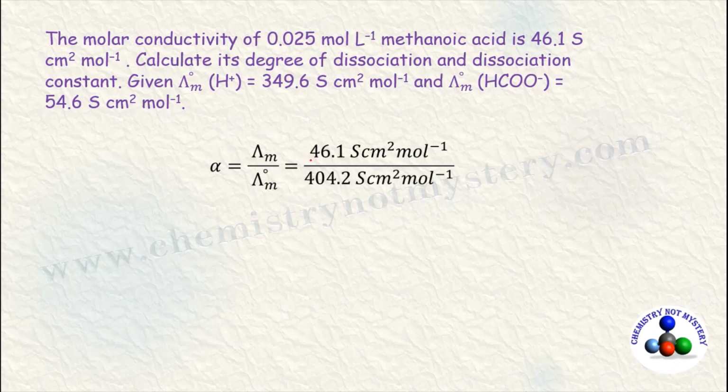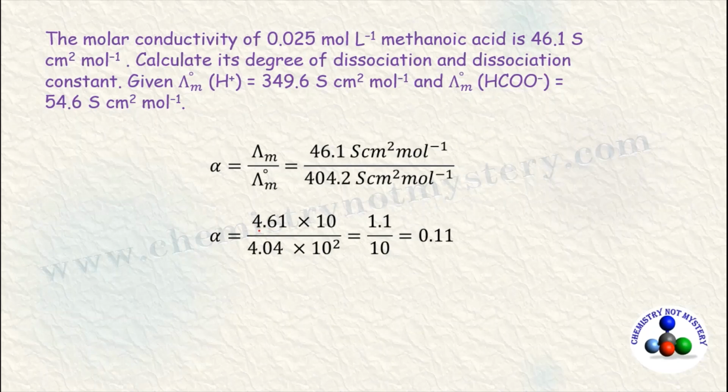For the ease of calculation, convert these values in scientific notation. So here you will get 4.61 into 10 divided by 4.04 into 10 raised to 2. So 10 will get cancelled out with 10, and when you solve it you will get approximately 1.1 over 10. When you solve it you will get 0.11. So alpha is equal to 0.11.